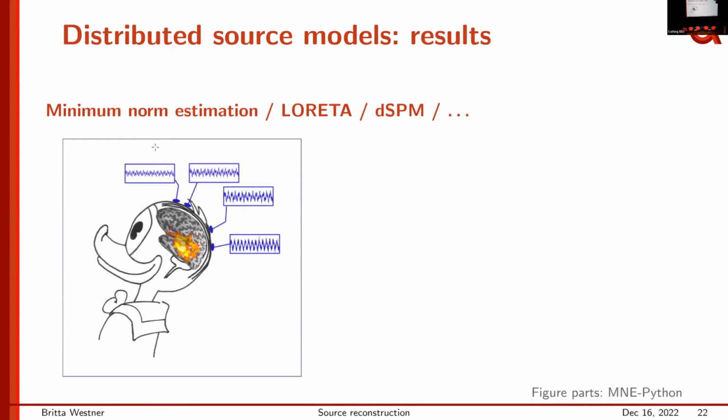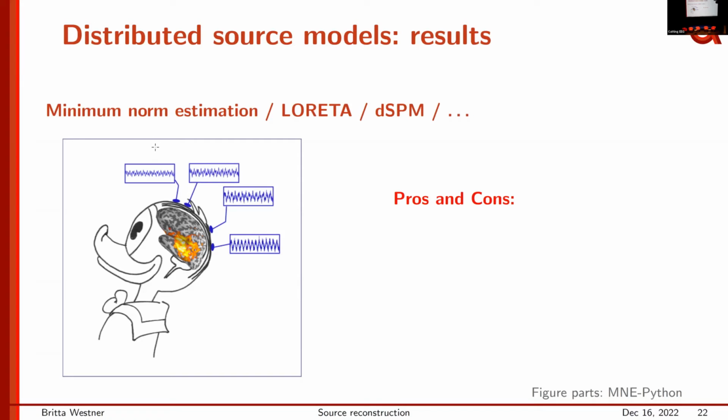So what we end up with, what this looks like usually, is distributed activity, hence the name, on the surface of the brain. Here again, somewhere on the left side of Donald's brain.